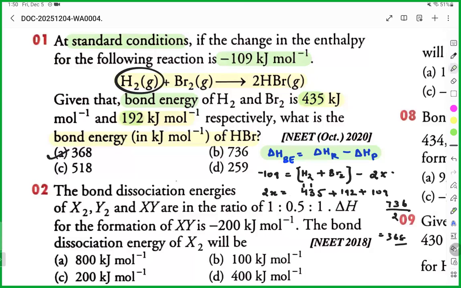Do the next question. Again, you have bond dissociation energy. Solve it. Sir, how do we get the ratio? Just take it out like that. Done, sir. Same as the previous question.